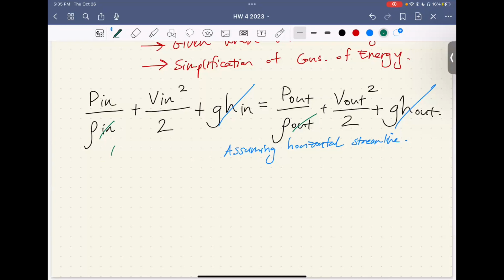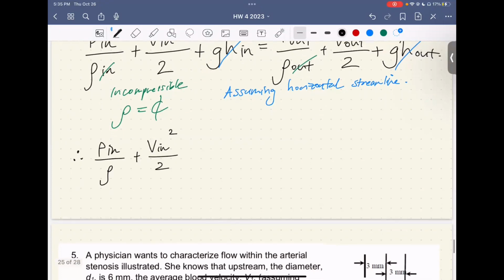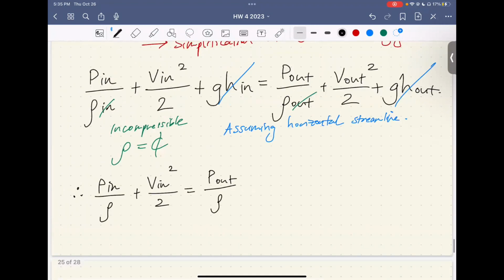sublabels. So let's write incompressible and remind us that rho is not changing, so it is a constant. So these two things tell us that we can therefore make the simplification, and that brings us to having pressure in over rho plus v in, velocity in, squared over 2, and then we canceled out that gravitational term, so we have equals p out over rho, and that is it?